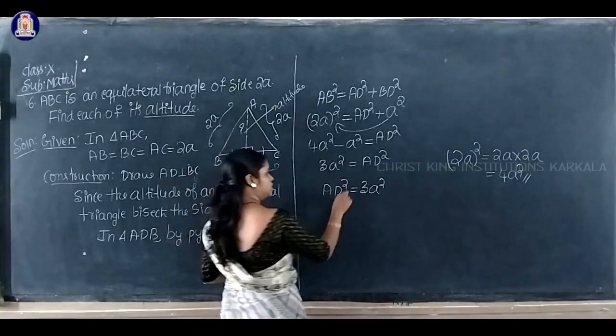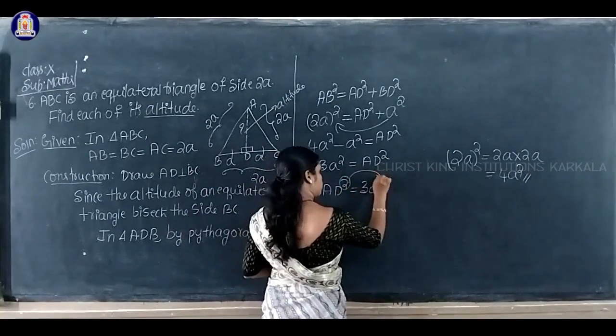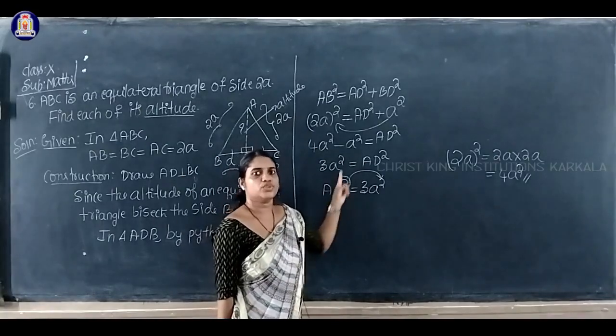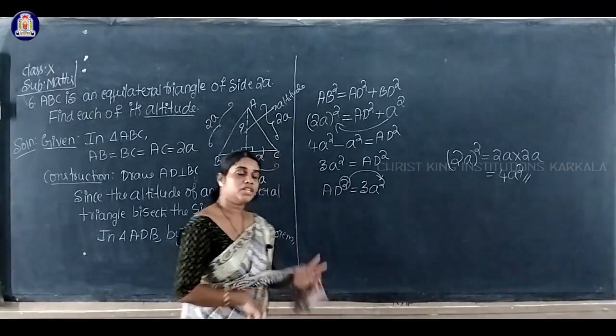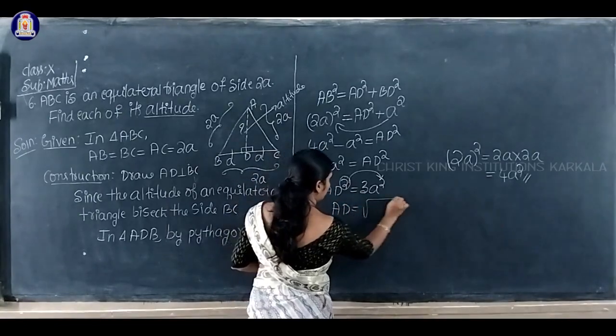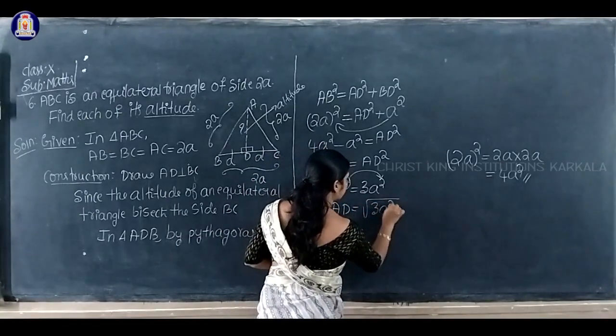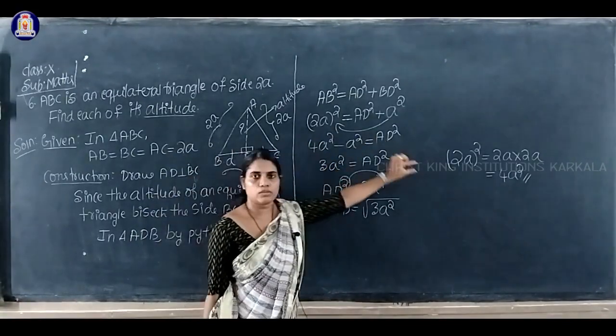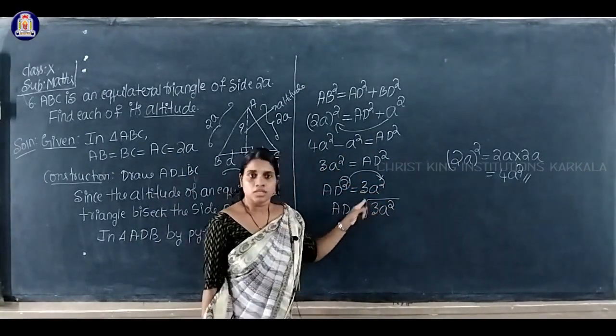So now I'll shift this square to the right hand side. While this square shifts to the right hand side, what will it become? It will become square root, isn't it? So therefore AD is equal to square root of 3 into a square, isn't it? While this square comes to the right hand side, it will become square root.